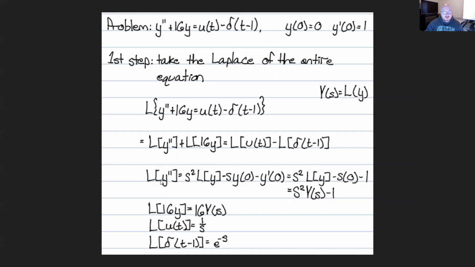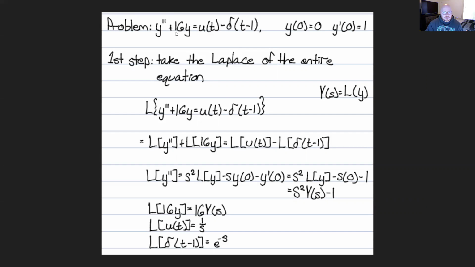Okay, so first we'll do y double prime. The Laplace of y double prime is equal to s squared times the Laplace of y, minus s times y of 0, which is equal to 0, so that'll cancel, minus y prime of 0, which is equal to 1. Simplifying and canceling things out, we get s squared times capital Y of s minus 1. And for the rest of the time, I'll refer to Y of s as the Laplace of y, just to save a little time.